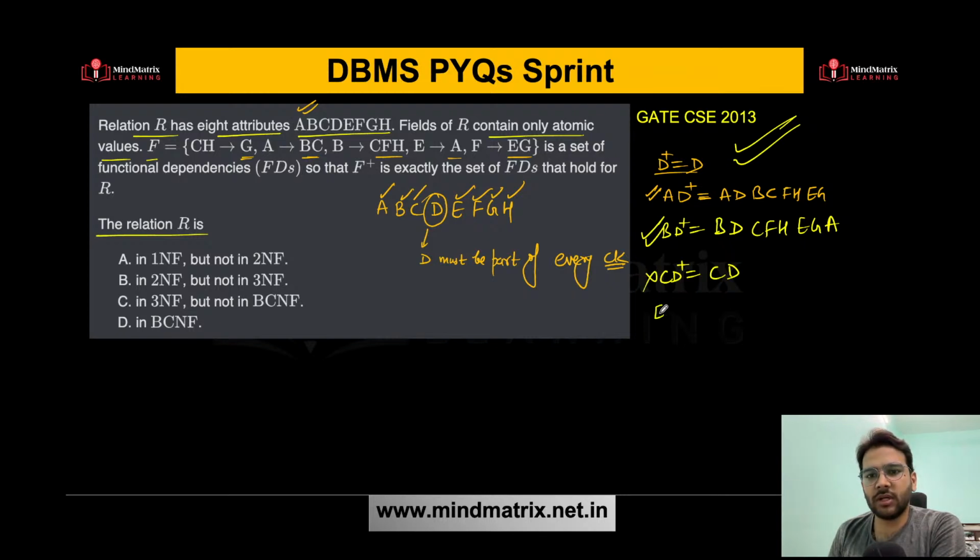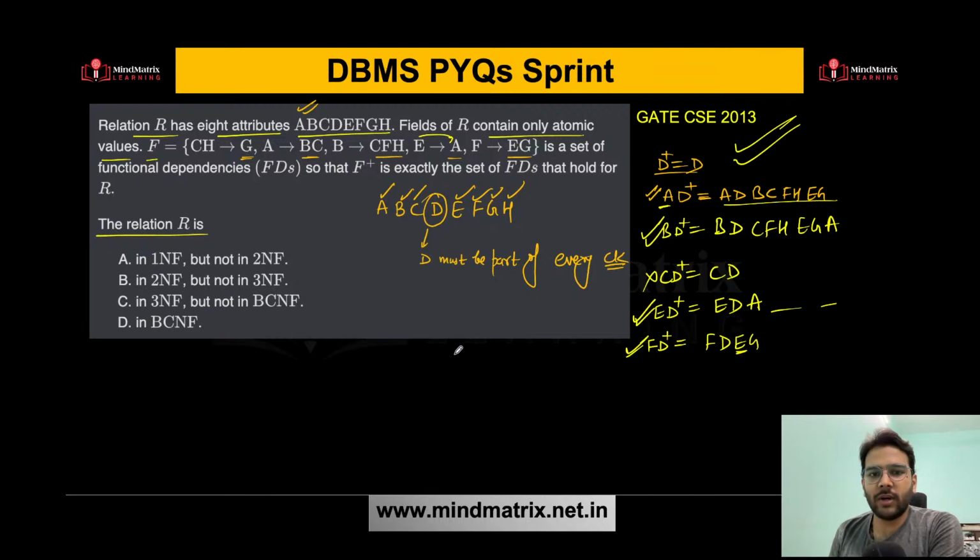What about ED closure? So I'm getting E, I'm getting D. Then using E, I can get A also. So definitely I can get all the attributes, because using A, I can get all the attributes. So ED is also my candidate key. Okay, what do we have else? FD. Is FD my candidate key or not? So I'm getting F, I'm getting D. Using F, I can get EG. So once I get E, I can get A. So that is also my candidate key.